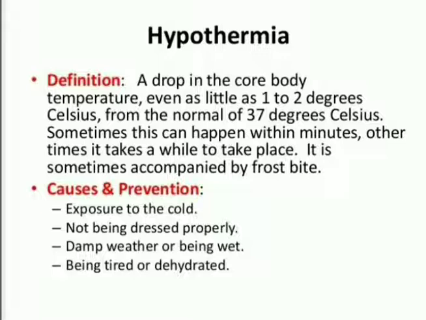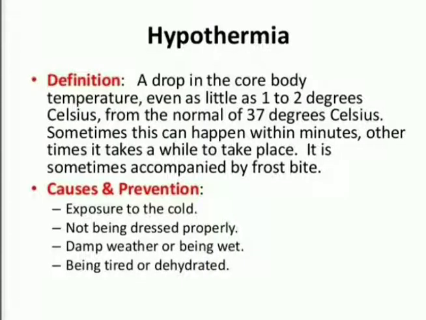The normal body temperature is 37 degrees Celsius, which is 98.6 degrees Fahrenheit. If the core body temperature drops even by just 1 or 2 degrees from 37 degrees Celsius, it may be considered hypothermia. It is almost always seen with frostbite. If a person suffers from frostbite, we see hypothermia in that person.